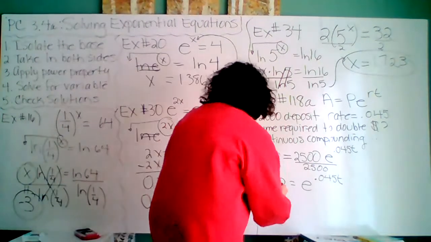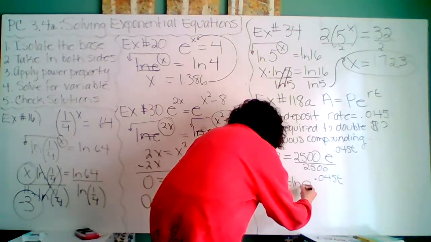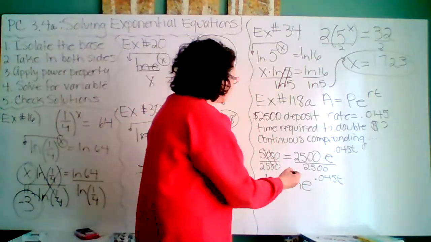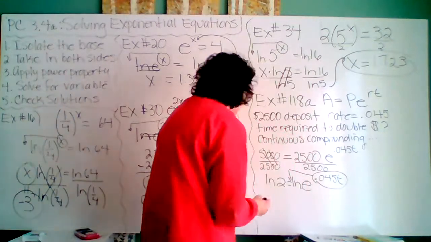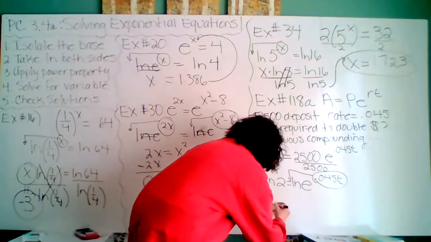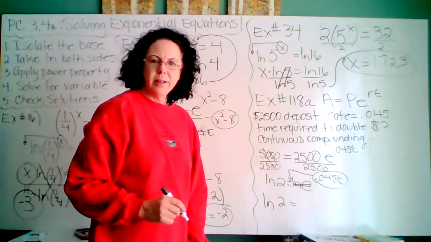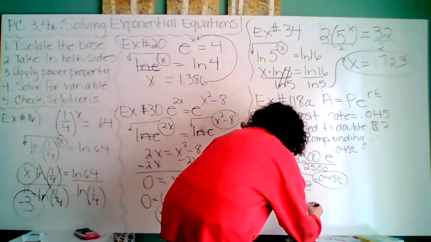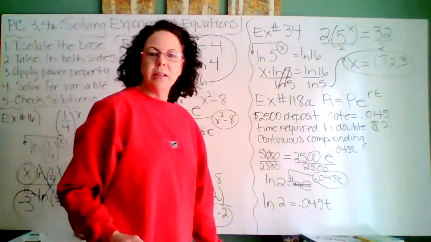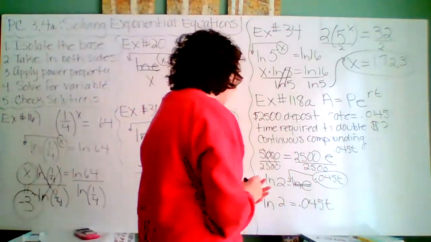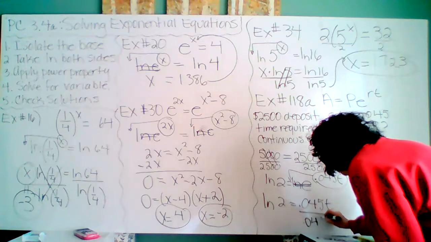I will take the natural log of both sides. This allows me to bring the exponent out front and multiply it in front of the natural log of e. And the natural log of e is 1. So I have 0.045t. So all I need to do now to solve for the time is divide both sides by 0.045.